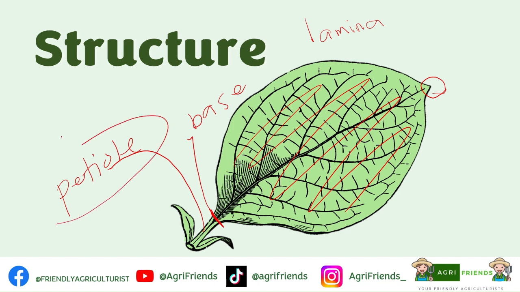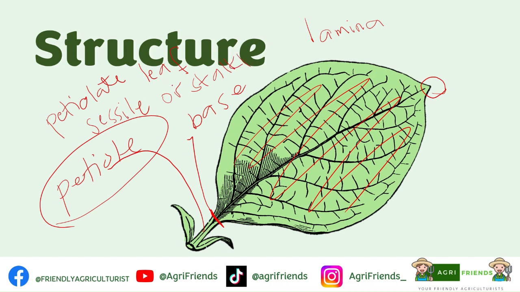The petiole is a thin stalk that attaches the leaf to a stem node. So a leaf with a petiole is called petiolate, whereas leaves without them are called sessile or the stalkless leaves.